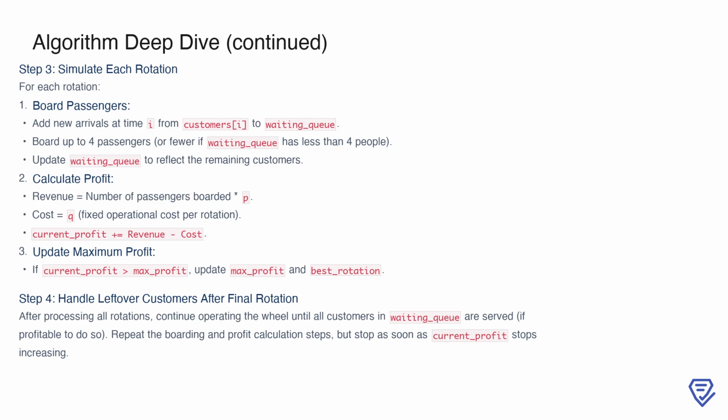The wheel continues operating until all customers are served, provided it remains profitable to do so. For these additional rotations, we follow the same steps of boarding passengers and calculating profit, but we stop as soon as operating the wheel no longer increases the current_profit.